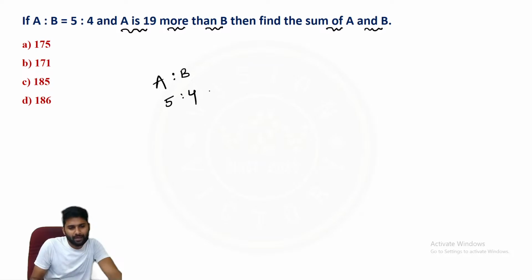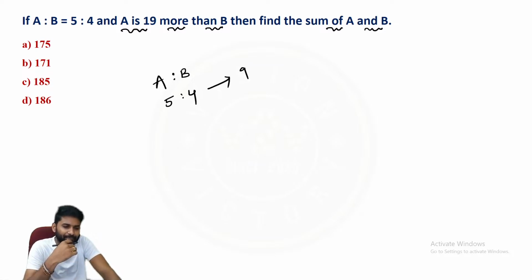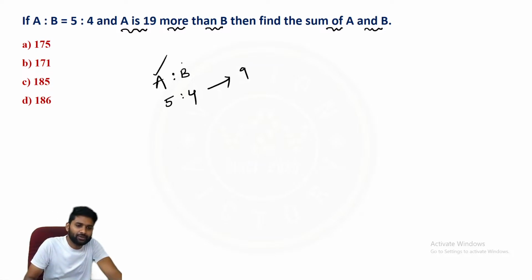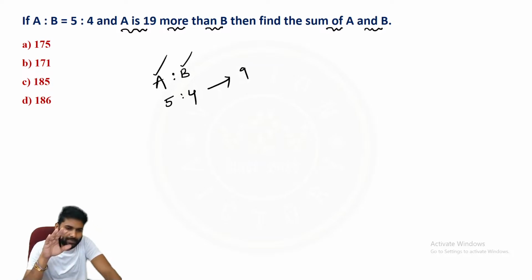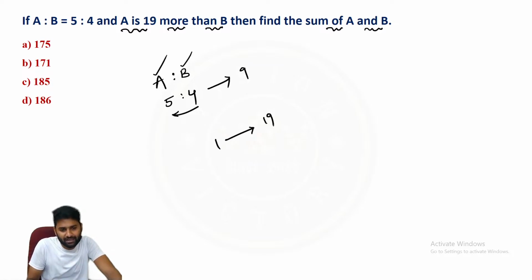Now see, the sum of the two values is exactly equal to 9 units. 9 units means 5 plus 4. Total value is 9: A will get 5, B will get 4. In this distribution, you can understand that A is more than B by 1 unit. If A is more than B by 1 unit, that is exactly equal to 19.